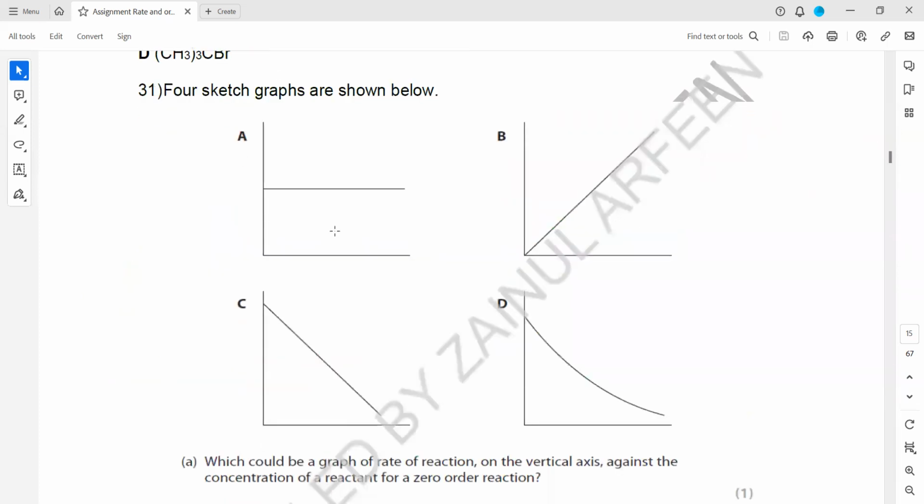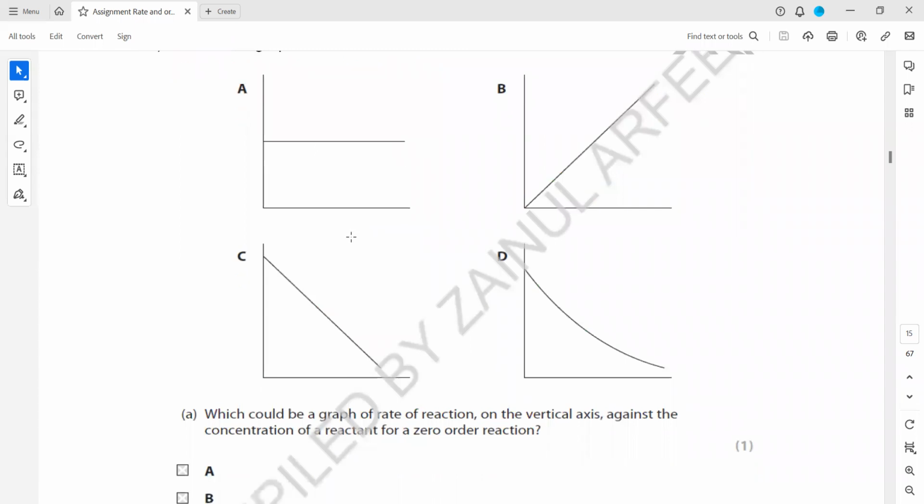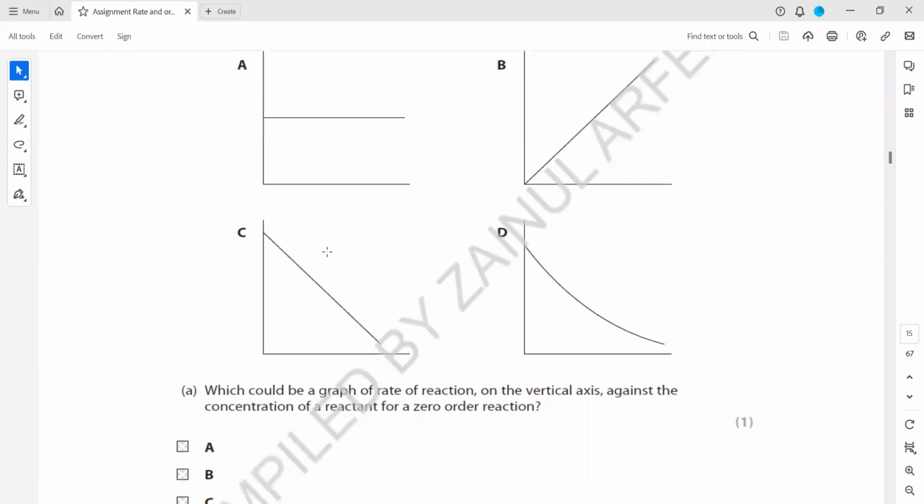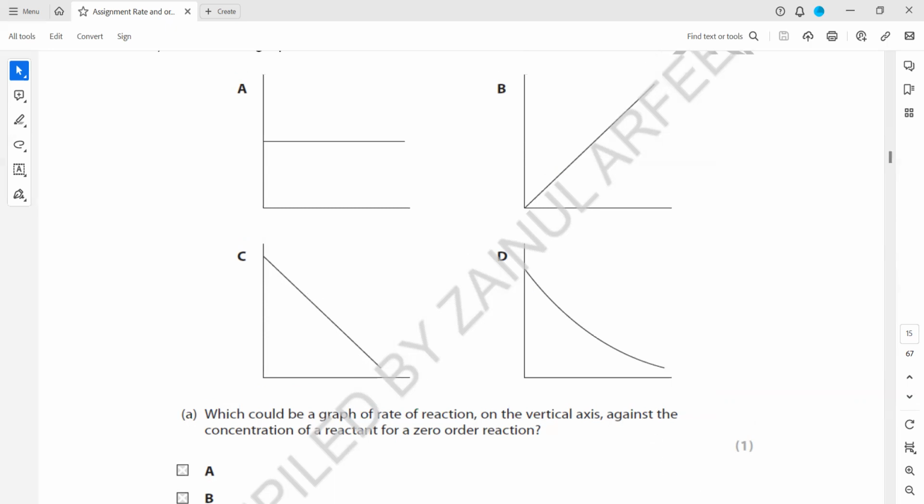Four sketches are there as shown below. Which of the graphs of rate of a reaction on the vertical axis against the concentration of a reactant is for a zero order reaction? So what should be the shape of the graph for a zero order reaction?